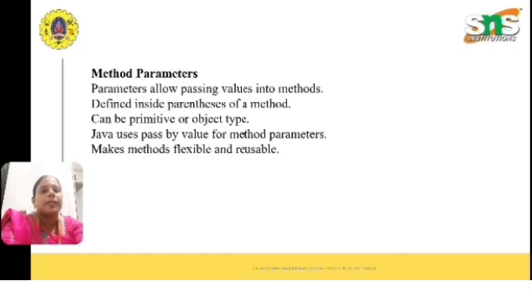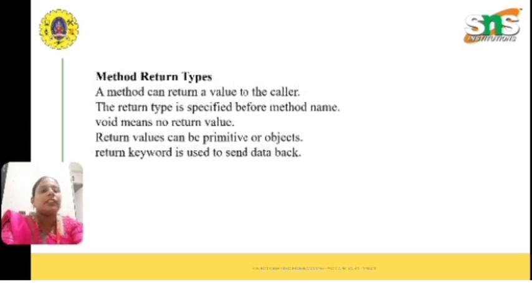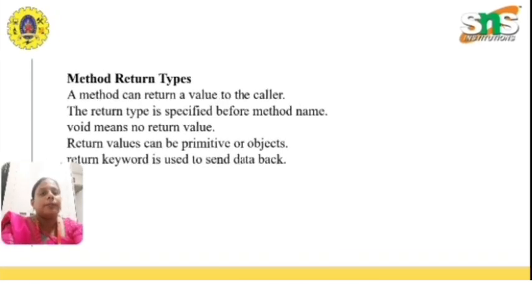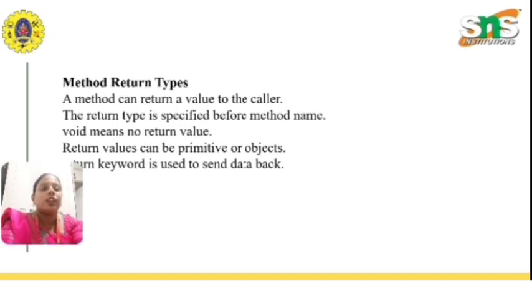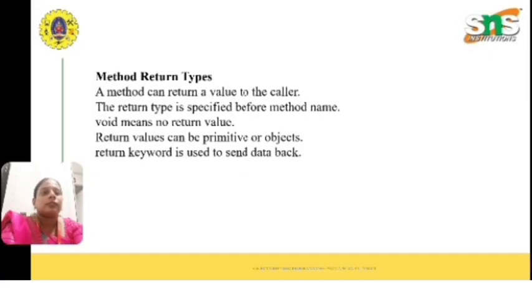Method parameters allow passing values into methods, defined inside the parentheses of a method, and can be primitive or object type. Java uses pass by value for method parameters, which makes methods flexible and reusable. Method return type: a method can return a value to the caller. The return type is specified before the method name. Void means no return value. Return values can be primitive or objects. The return keyword is used to send data back.